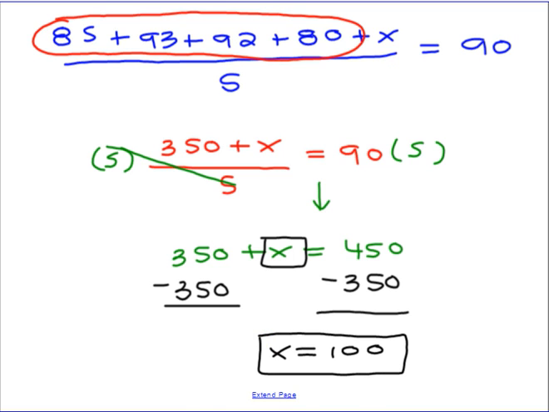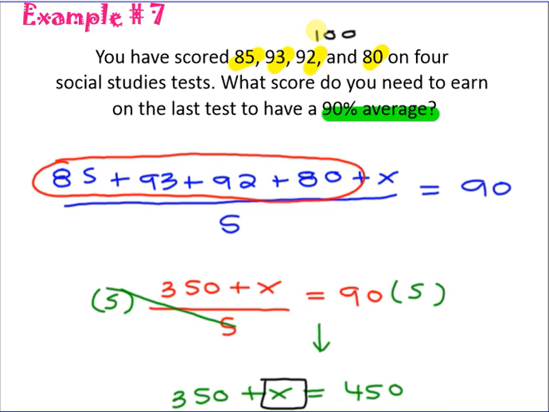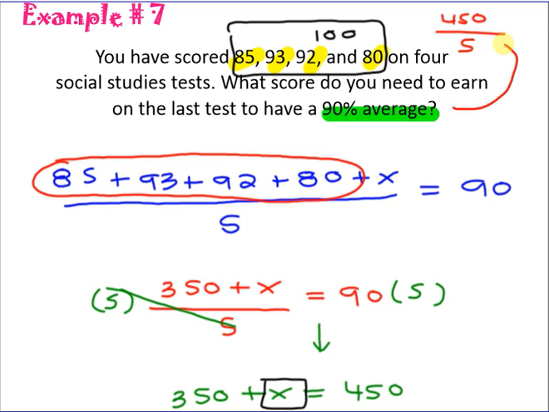But since it only takes a second, we're going to check our work. So we're going to add 100 to the mix there, and we're going to find the mean of those numbers. So 85 plus 93 plus 92 plus 80 plus 100, so that equals 450, divided by 1, 2, 3, 4, 5, equals a perfect 90. And you can do all of that in your calculator.